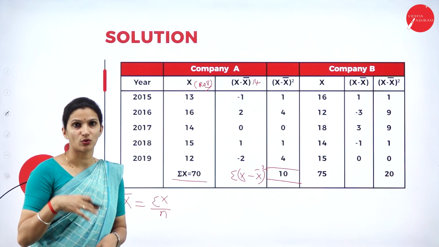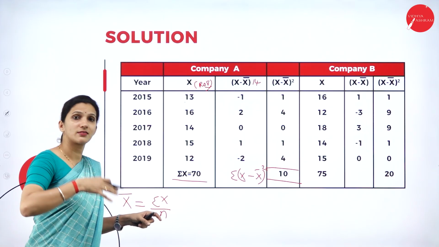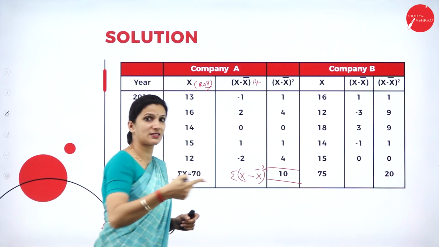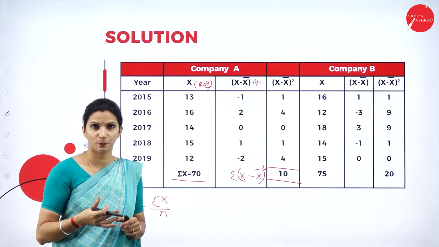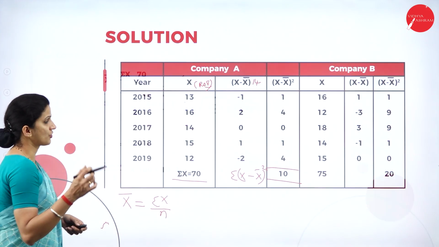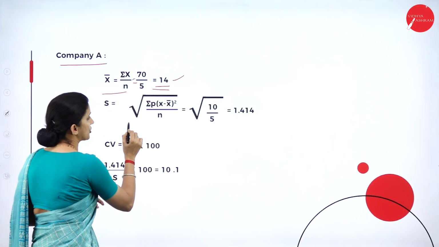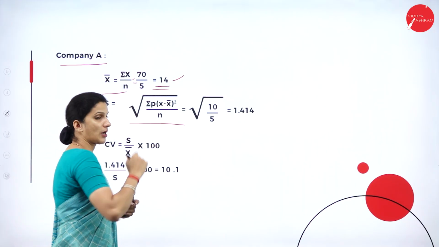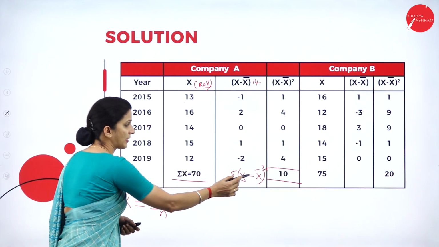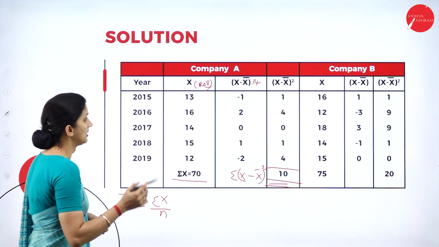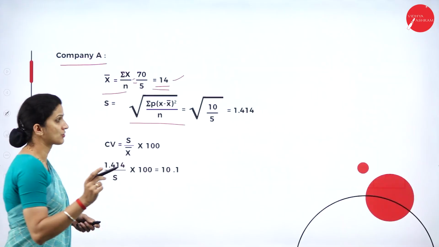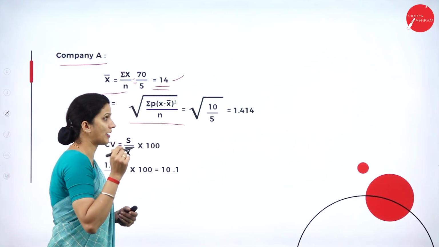Now we can easily find the standard deviation. If the probability is given, you will add one more column, that is P into X minus X bar square. Here we don't have P, so we'll take sigma X minus X bar square itself. Now we apply the standard deviation formula: root of sigma P into X minus X bar square divided by N. Here sigma X minus X bar square is 10, divided by N. N is the number of items. You have 5 years, so N is 5. So 10 divided by 5.